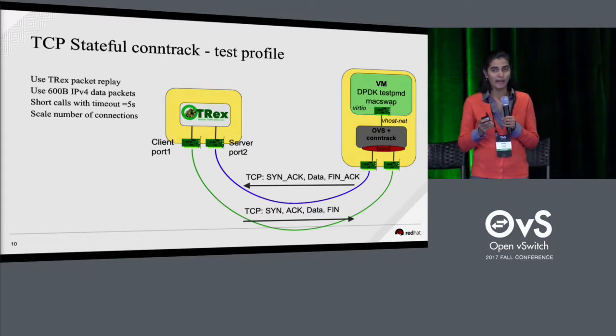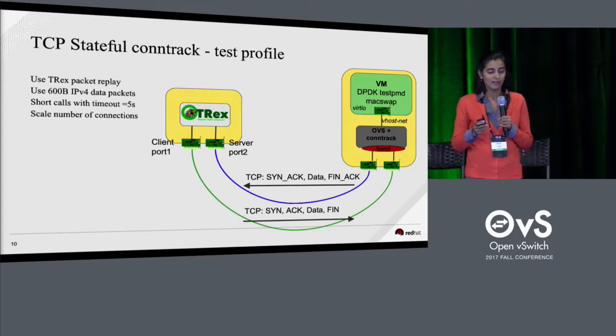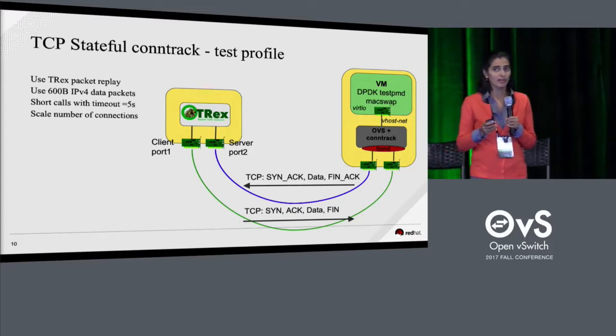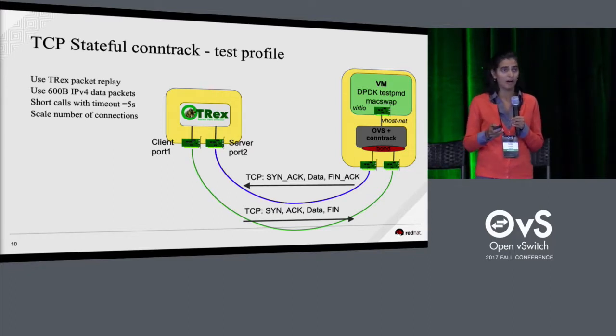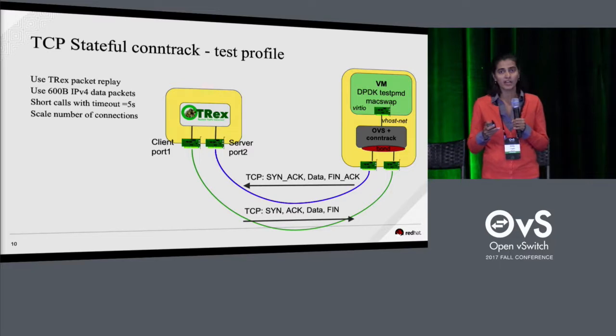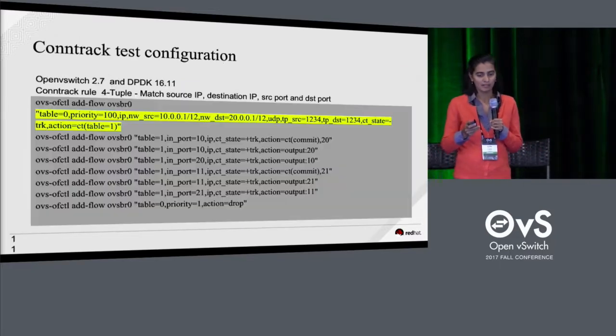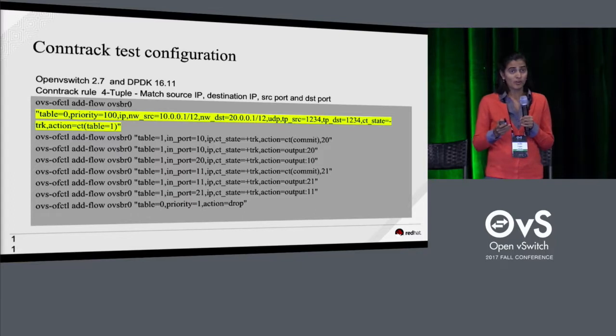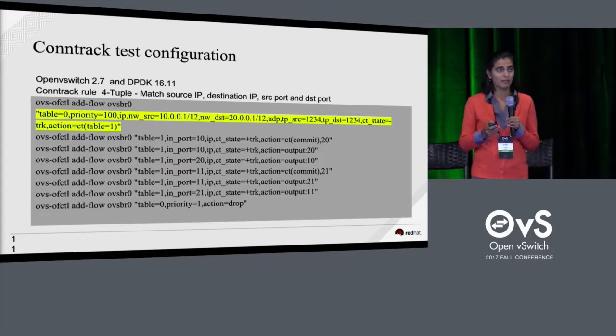We're using a T-Rex packet replay and IPv4 packets, 600 bytes. Short calls, 5-second timeouts. And the timeout is in play for cases where the FIN or the FIN-ACK don't make it, and the call is terminated after 5 seconds. And the goal is to scale up the number of connections. We will do both. First is to benchmark with a static number of connections and see what the throughput is. And then the next step would be, what is the connection rate that it can handle?